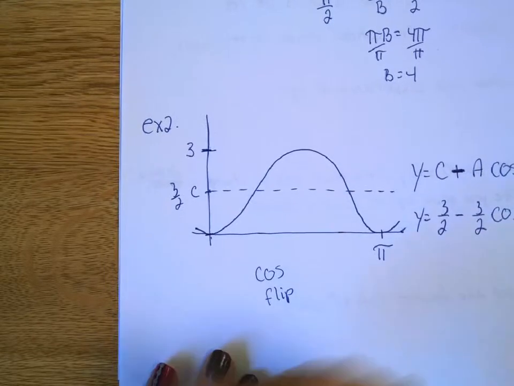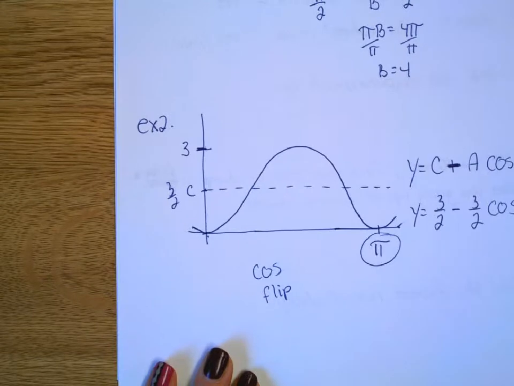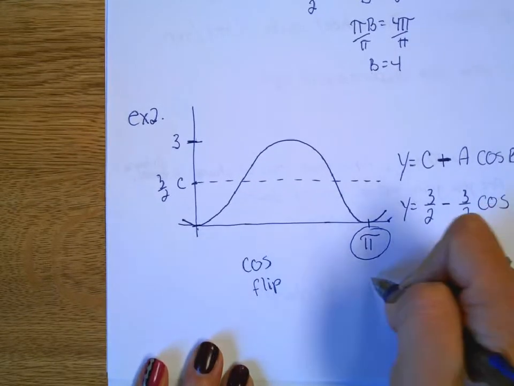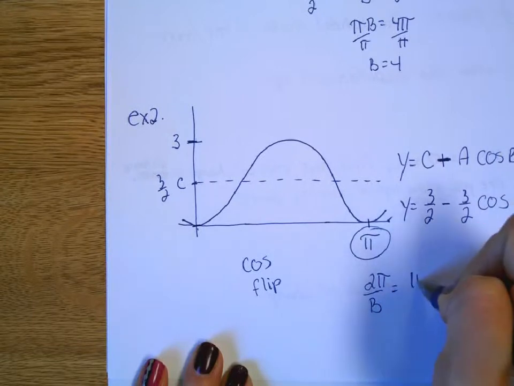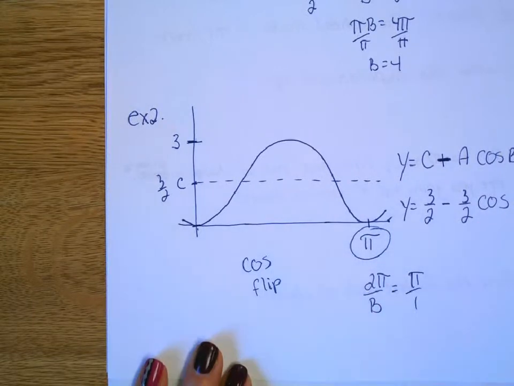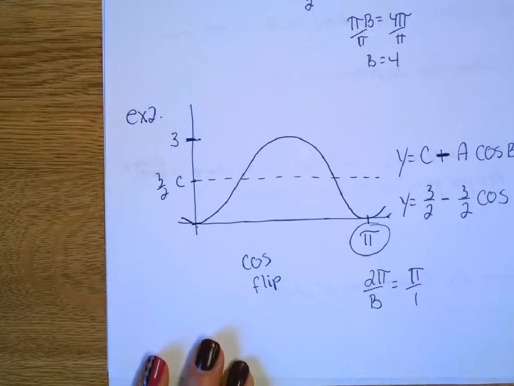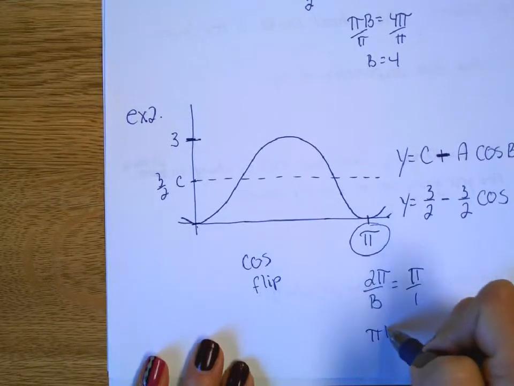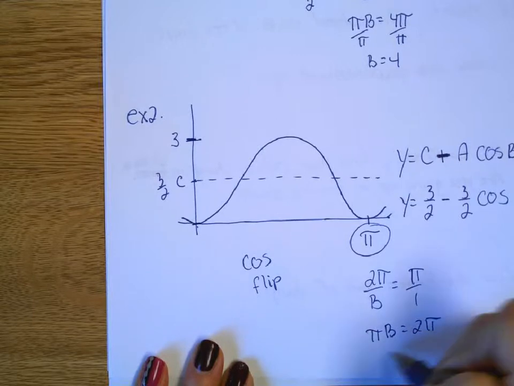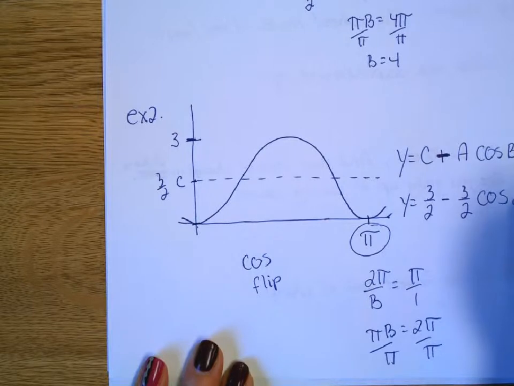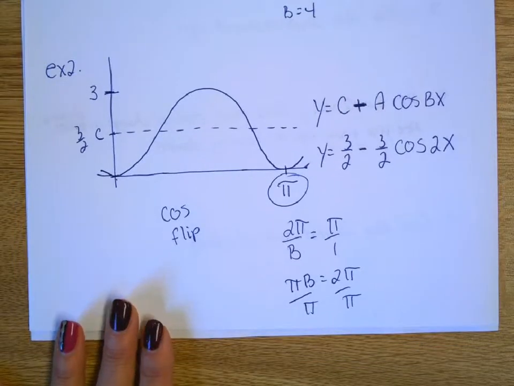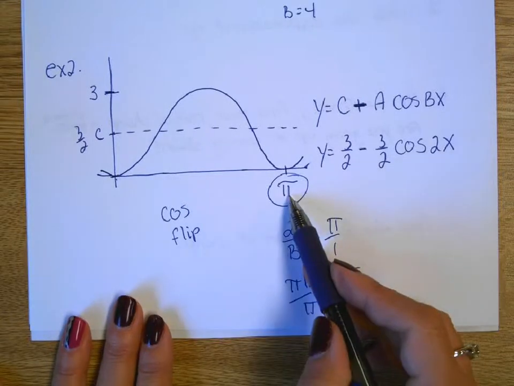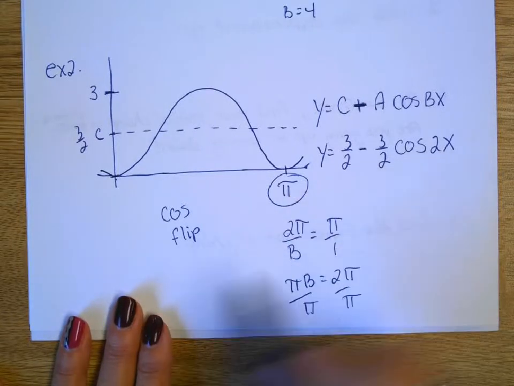And now we've got to figure out the b, and the b is hidden in this period. So 2 pi over b equals pi. Divide by pi, I get a 2. Can you scooch it all over? Scooching. Why is it pi over 1 on that one? Because it's just equal to pi. And I wanted proportions so I could cross multiply and divide.